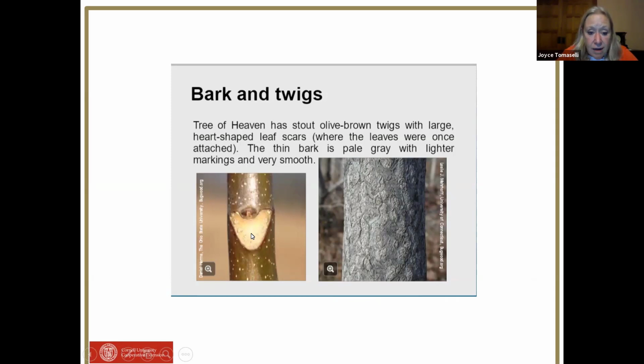The bark, as I showed you earlier, looks like a cantaloupe. And the bud scar, I think, looks like a little guy's nose in a funny little dwarf's beard, but this bud scar is very distinct. And so even in winter, you can identify tree of heaven.